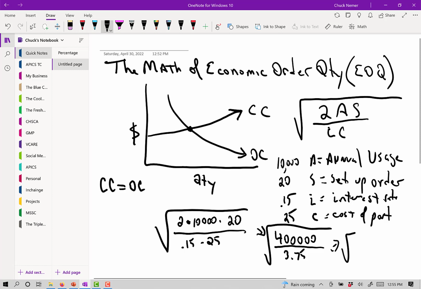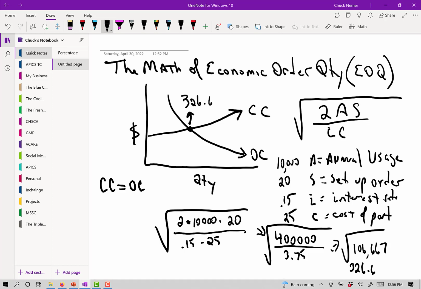So that leads to the square root of 400,000 divided by 3.75, which gives us a wonderfully weird number of 106,667. And when I hit the square root button, it comes up with 326.6. So that would be the quantity right up here, 326.6, where the carrying cost equals the order cost, and we would consider either buying that quantity or starting our conversations from there.